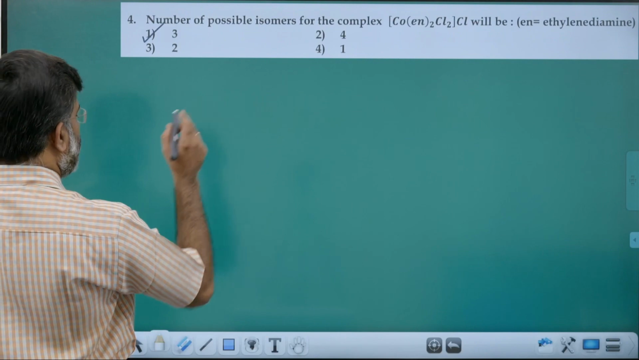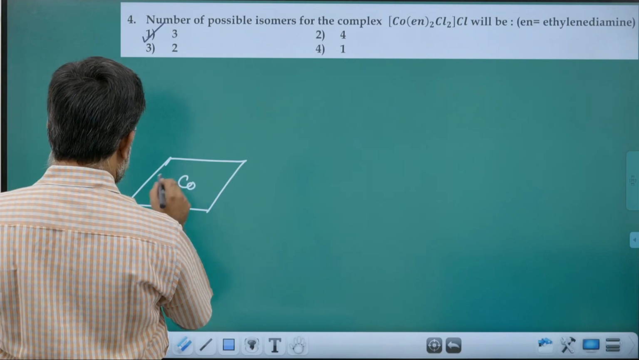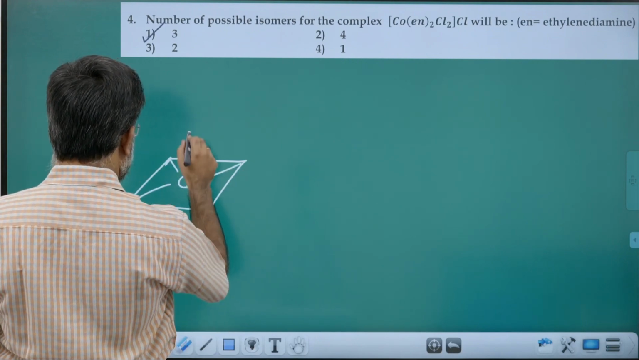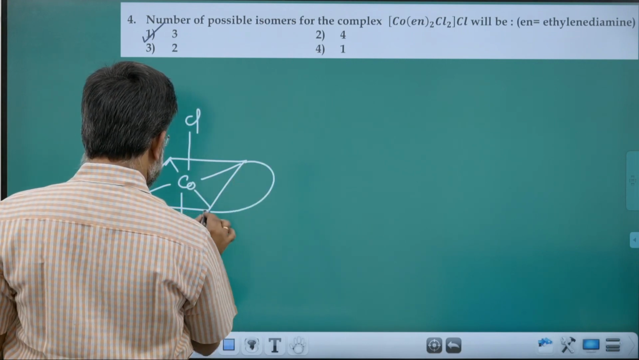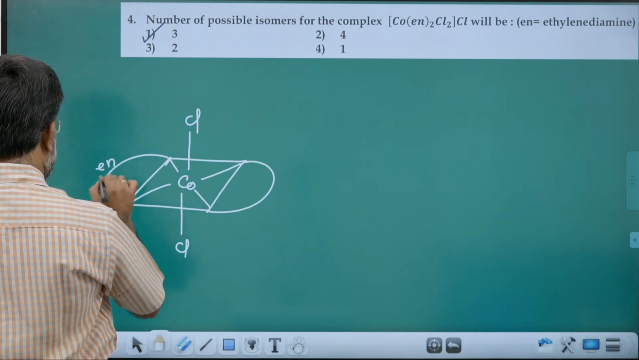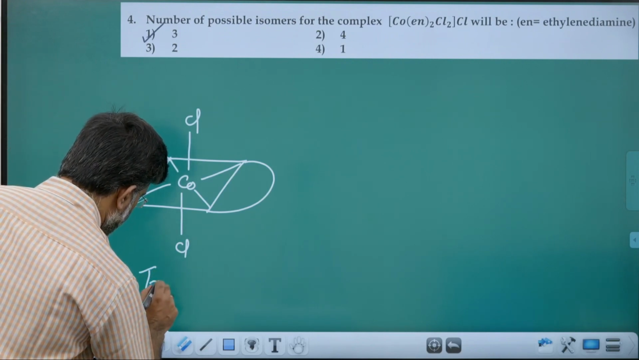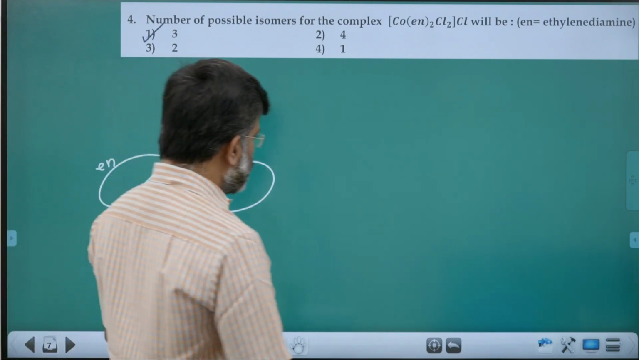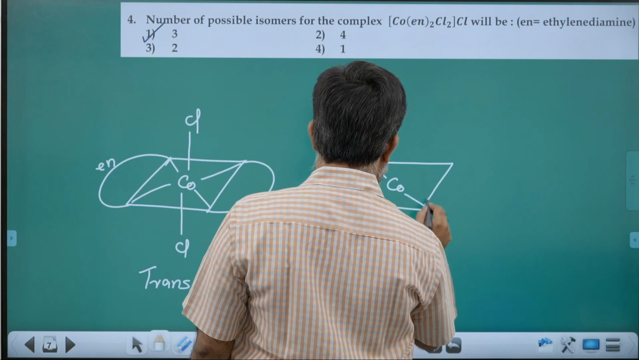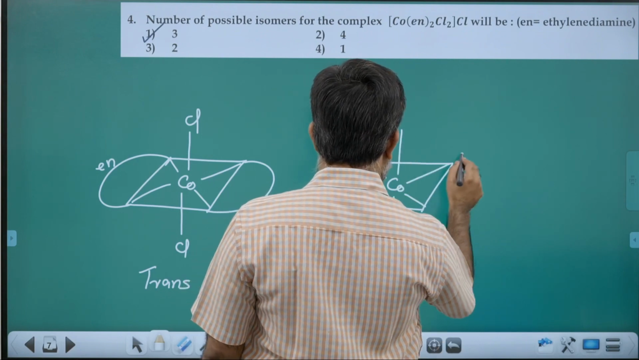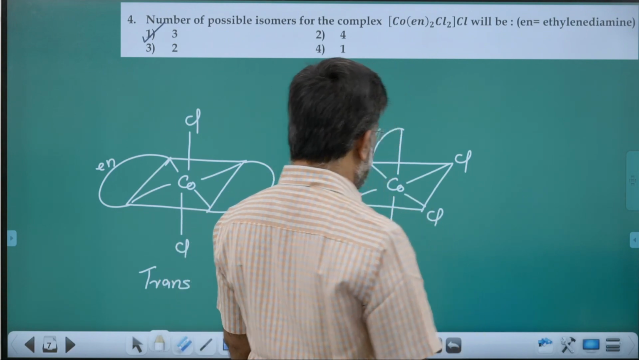You see that it is cobalt on the central position. Suppose you are taking chlorine like this and ethylene diamine. This is ethylene diamine, which is a bidentate ligand. This is a symmetric molecule and this is the trans configuration, only one molecule. What about the cis configuration? This is cobalt, and you have chlorine here and one ethylene diamine like this, one ethylene diamine like this.